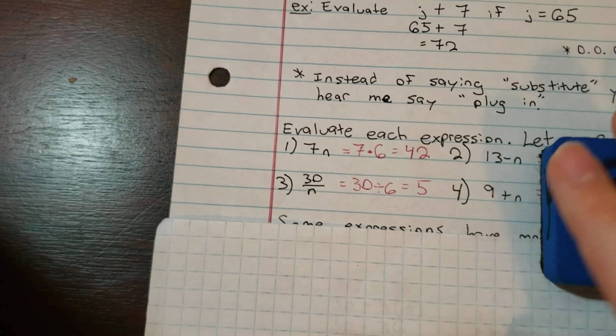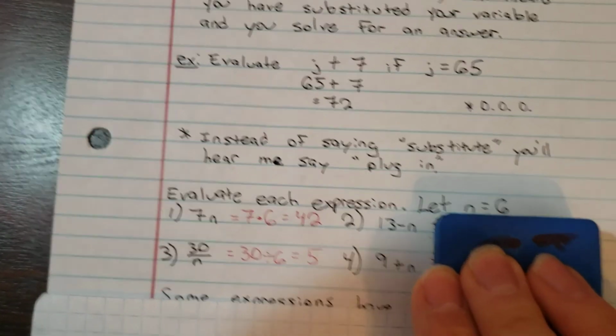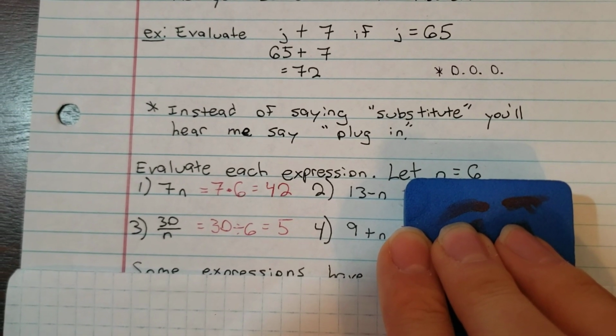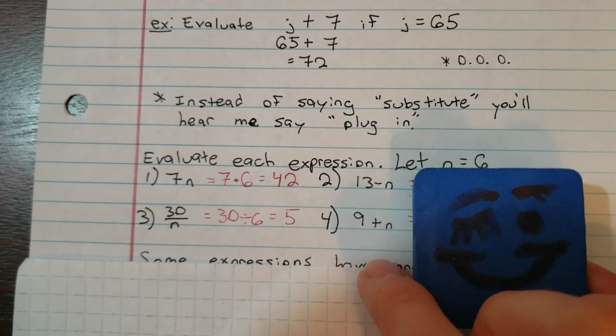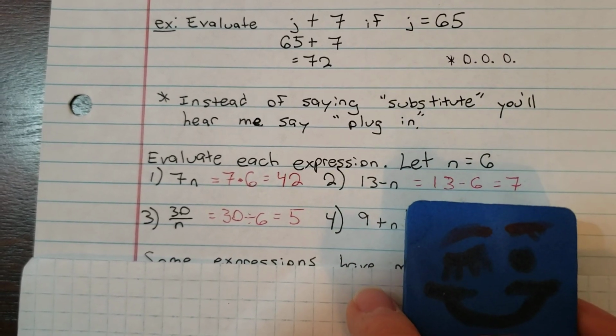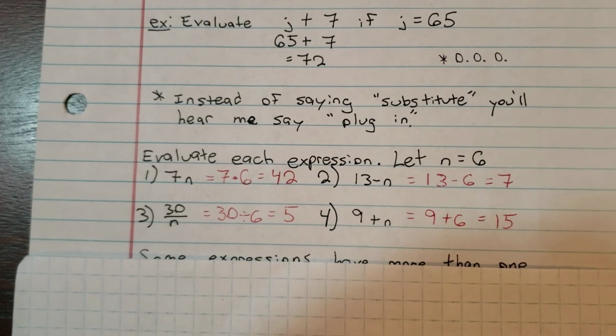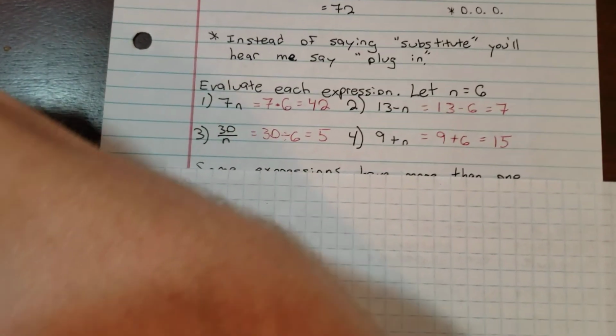These next two, again, n equals 6. So we're going to, in this first one, subtract. 13 minus 6 is 7. And 9 plus 6 is 15. Okay, pretty straightforward.